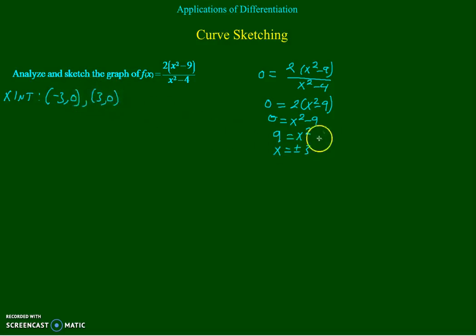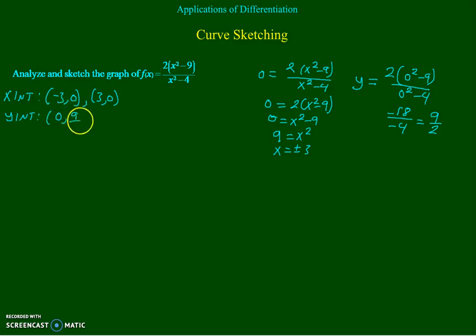Now let's set the x to 0, and we have 2 times 0 squared minus 9 over 0 squared minus 4. These go away, so we have 2 times negative 9, which is negative 18, over negative 4, which is 9 halves. So our y-intercept is 0, 9 halves.